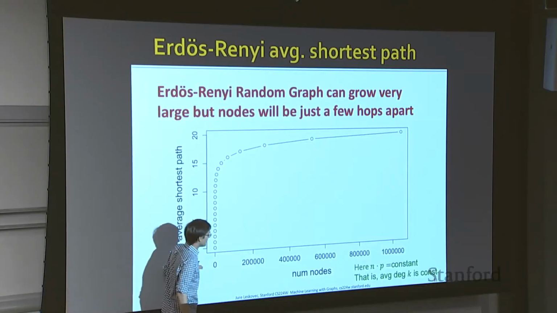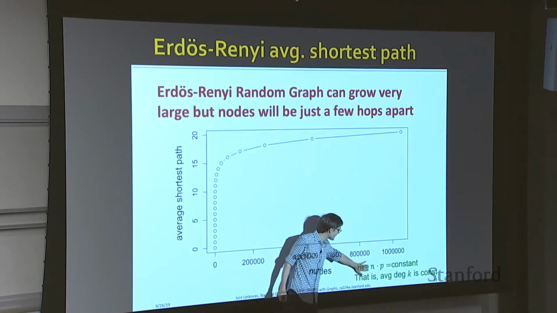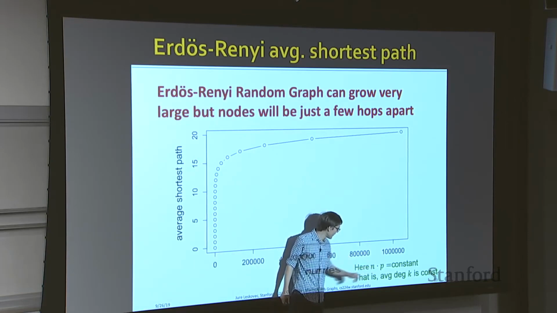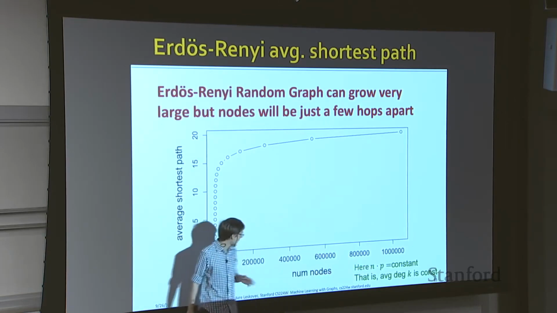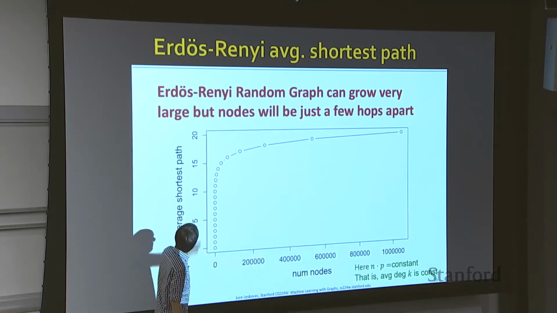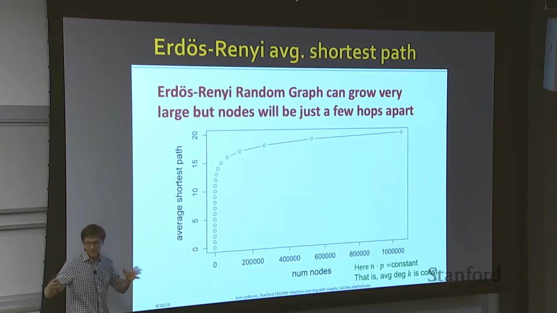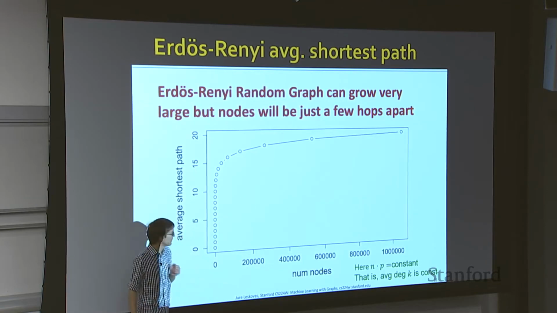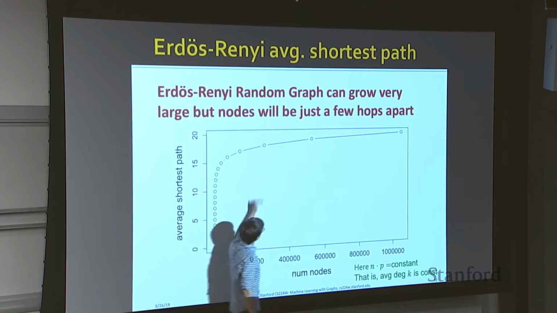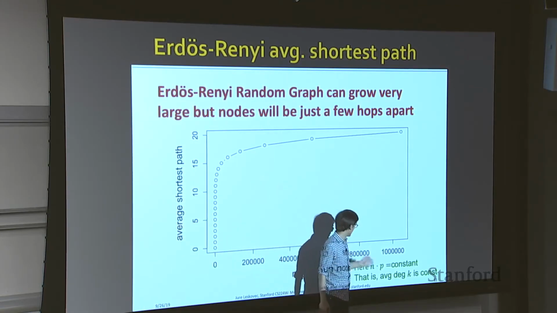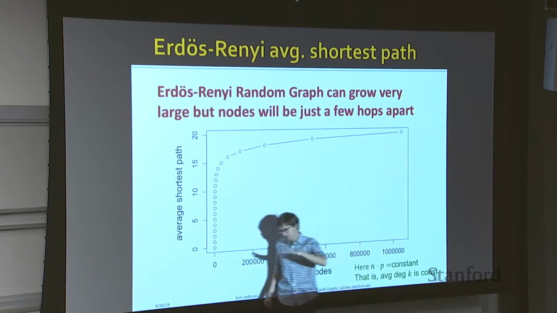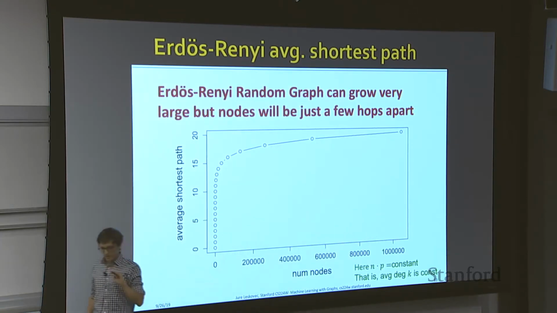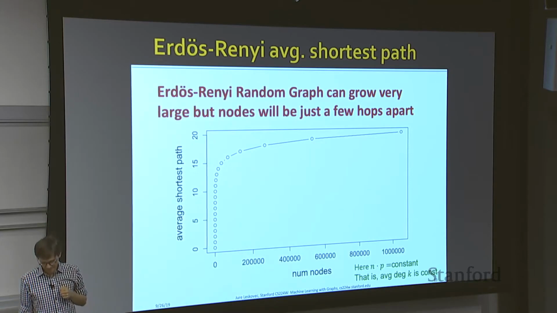I'm generating graphs where n times p is constant, so the average degree is constant. And here is the size of the graph versus the diameter, the average shortest path. And notice how this has this kind of logarithmic shape, right? After a while, basically, it increases very, very slowly. I can be generating bigger and bigger graphs, but the diameter is just very slowly increasing, okay?